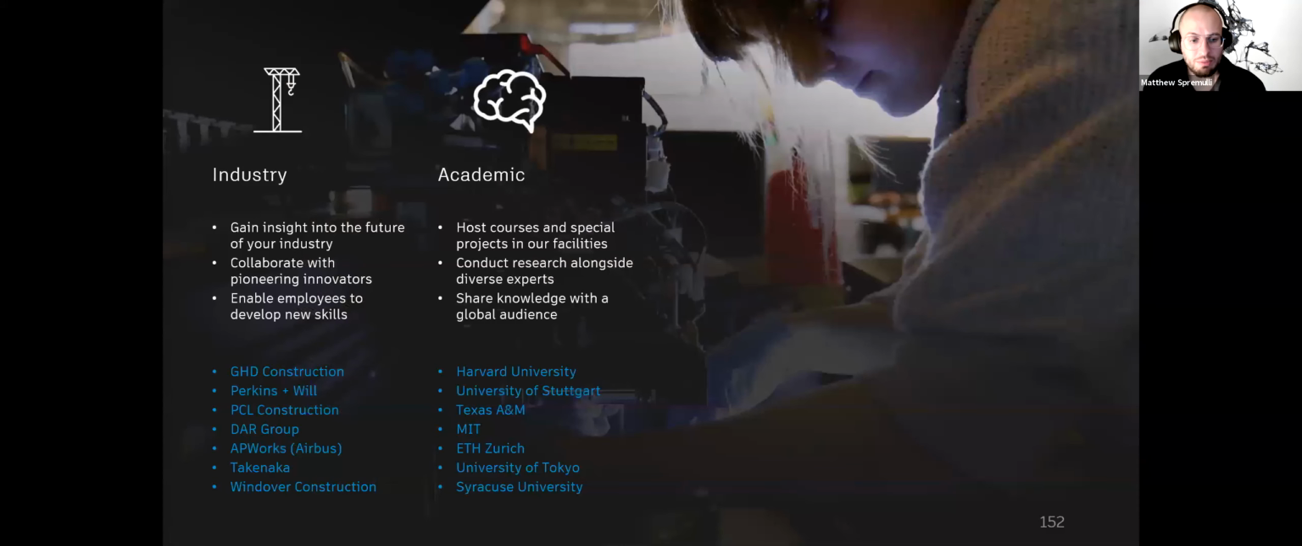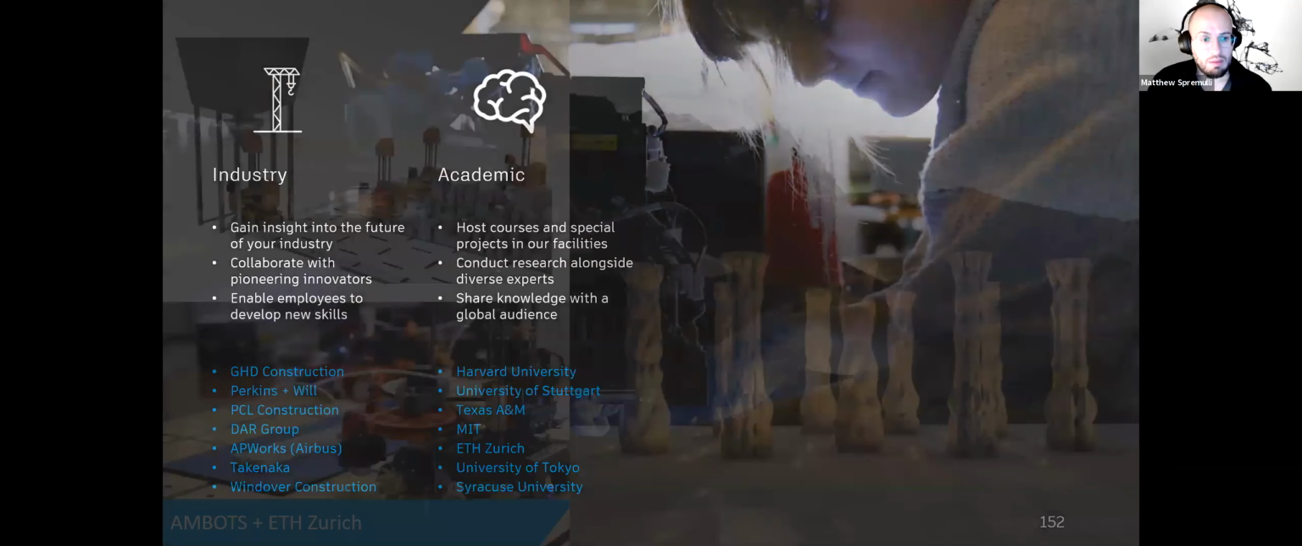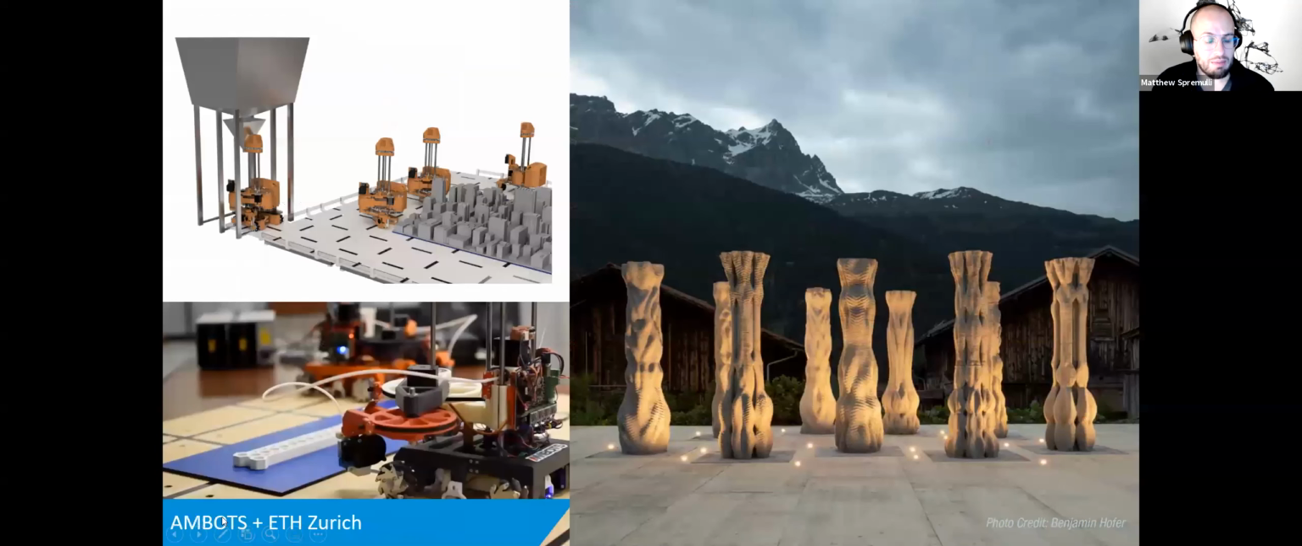Academic teams, sometimes they host special courses. We're starting to get the University of Tokyo to be interested in joining the program. A few different labs are interested. A good example is AMBOTS out of the University of Arkansas plus ETH Zurich to have mobile robots to print big examples. So lots of robots working together to make bigger projects.